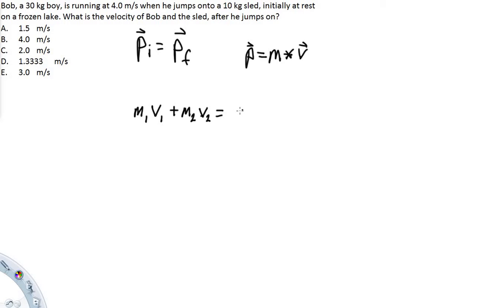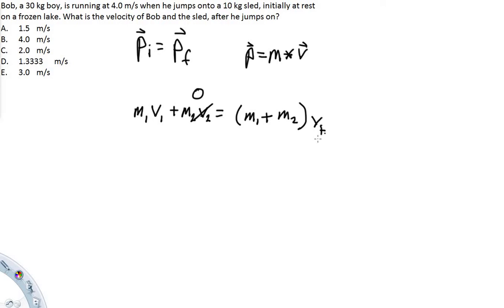So on the other side of the equation, it's going to look like mass 1 of Bob plus the mass 2 of the sled times the velocity final after he jumps on. And before we start algebraically moving stuff around, we are going to notice that initially the sled is at rest, so the velocity is 0, so it's going to make this whole term right here become 0.